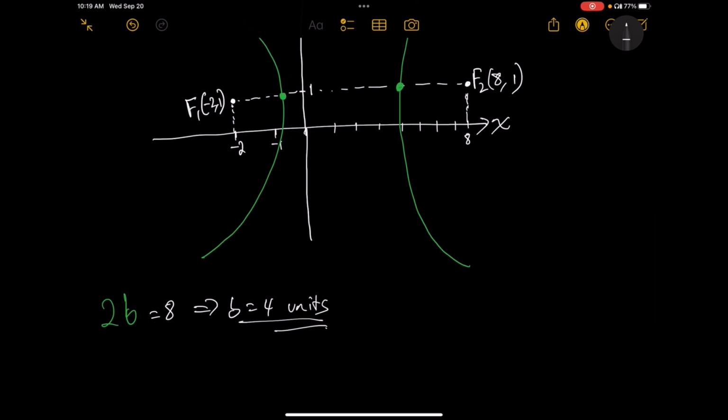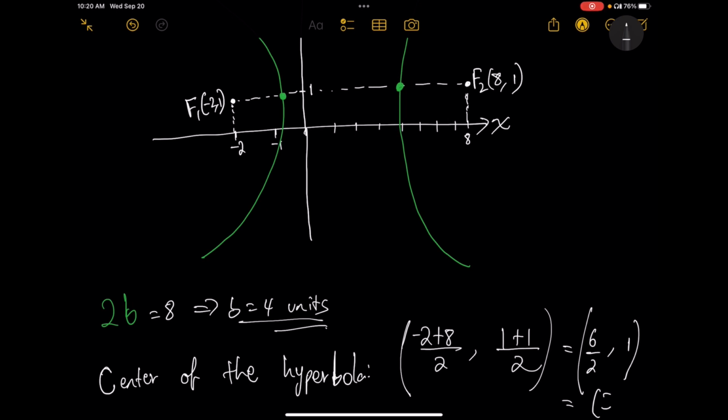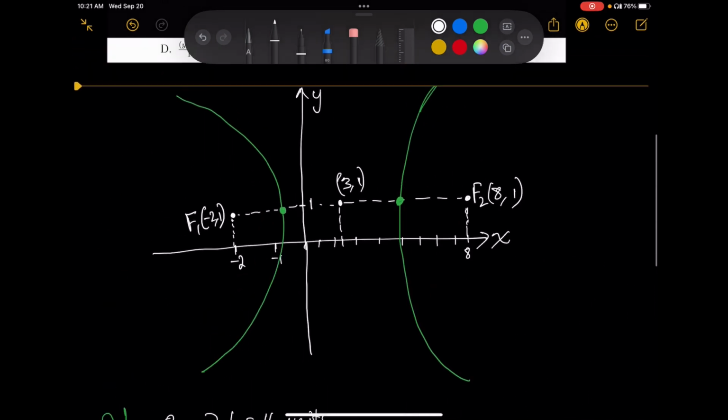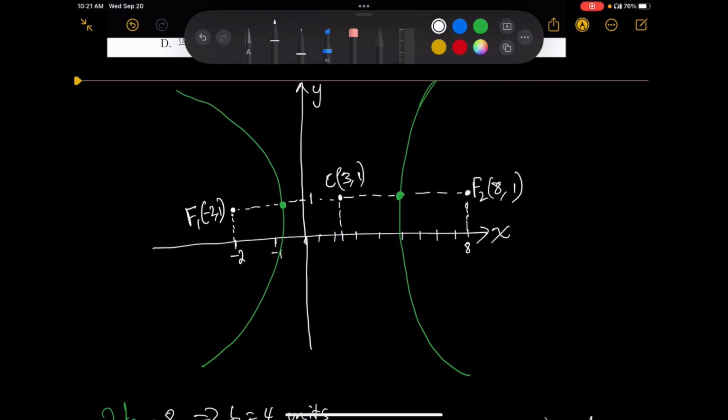The center of the hyperbola: since we know the foci, we can simply take the midpoint of the foci. So the center is (-2 + 8)/2 and (1 + 1)/2, which is 3, 1. The center of the hyperbola is 3, 1. I just took the midpoint of the foci.